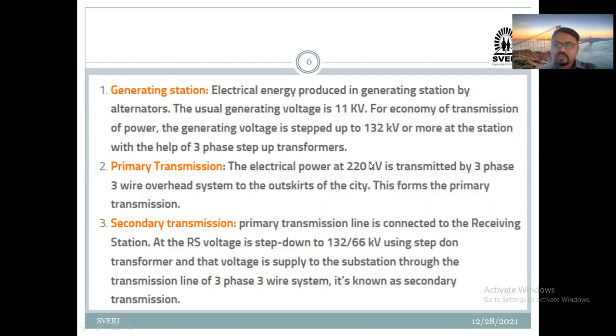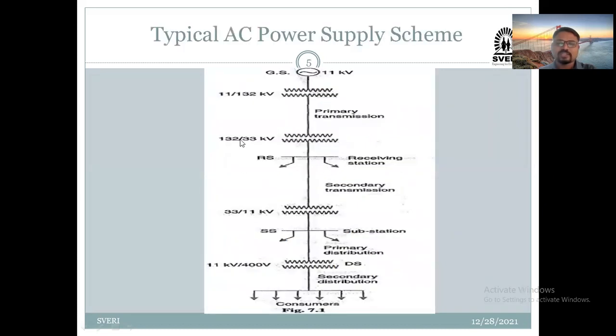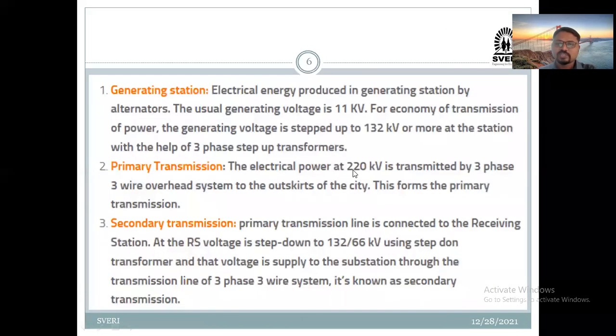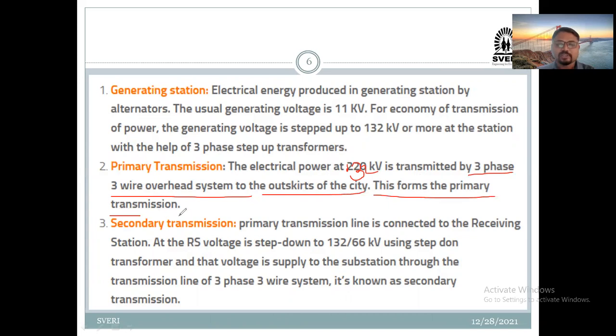Okay, now see here another one, primary transmission. The electrical power, here they have given 222 kilovolt, but generally it is 132 kilovolt. Whatever is written here, this is 132 kilovolt. Understand here, the electric power of 132 kilovolt is transmitted by three-phase, three-wire overhead system to the outskirts of the city. And this forms the primary transmission.